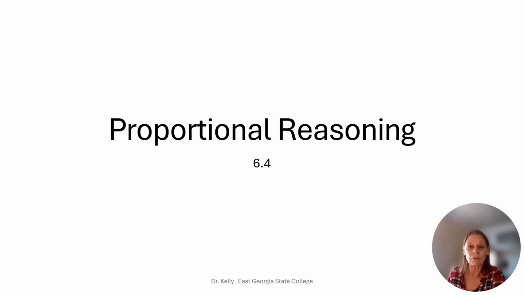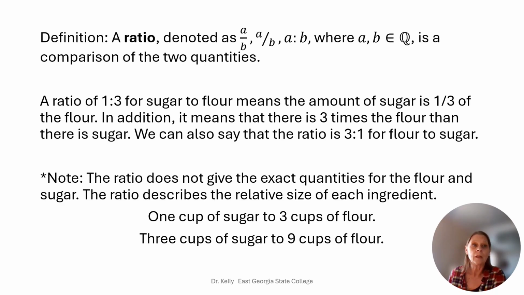Okay, let's finish up chapter 6. We're going to talk about proportions, ratios, and proportional reasoning. Starting off with the definition, a ratio. A ratio is denoted by these three different setups. There are three different ways to write a ratio, and they all mean the same thing depending on the context of the question. That kind of makes proportions and ratios a little bit hard for people to understand.